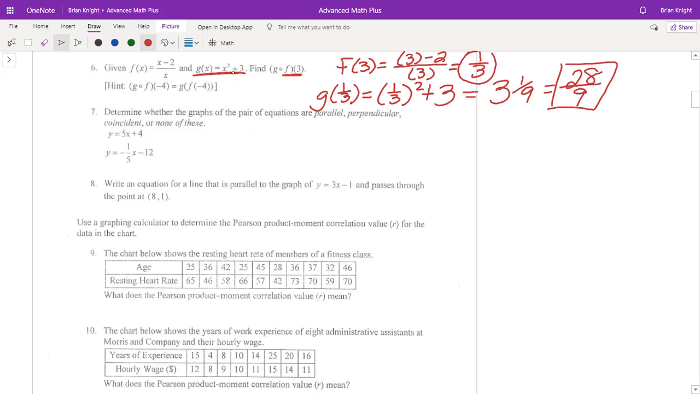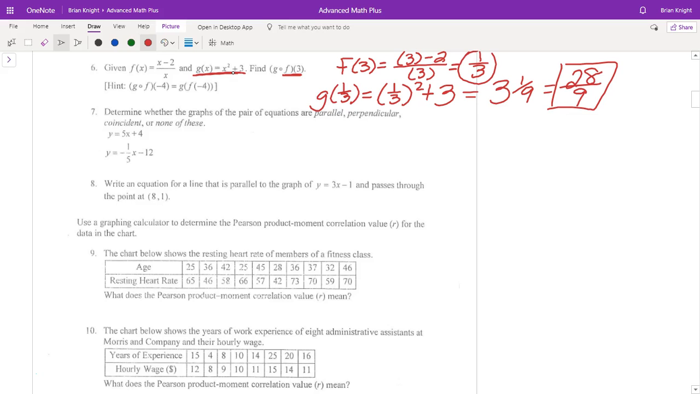All right? 7. Determine whether the graphs of the pair of equations are parallel, perpendicular, coincident, or none of these. If they have the same slope, they're what? Parallel. If they have the same slope and same y-intercept, they are coincident. If they have opposite reciprocals, they are perpendicular. And if they just have different slopes, they're just none of these. Okay?